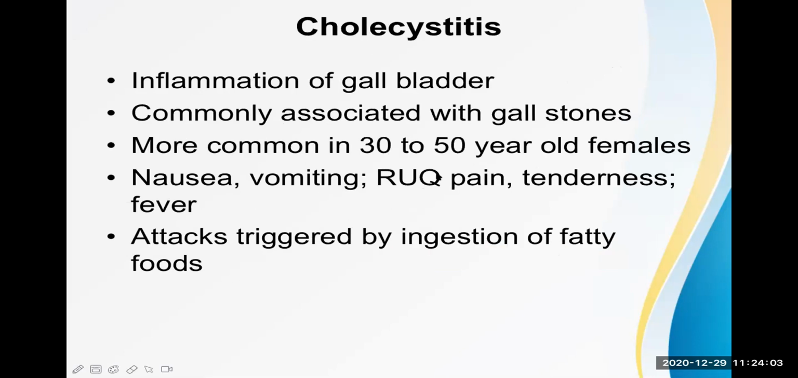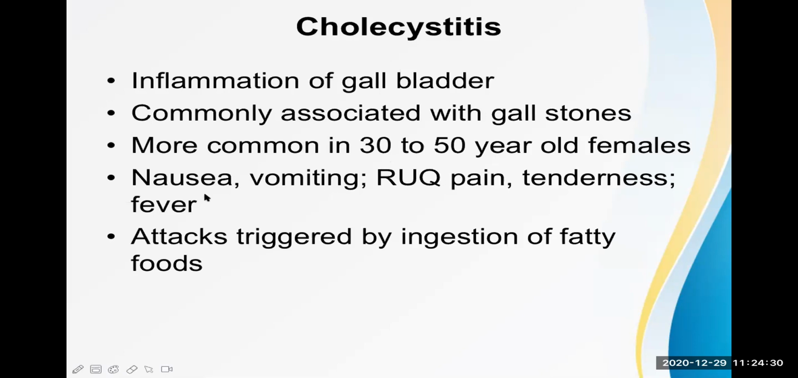Cholecystitis is another cause of acute abdomen. This is the inflammation of the gallbladder. It is commonly associated with gallstones, definitely. But sometimes there is acalculous cholecystitis also occurring in a debilitated and old patient. This is more common in females who are between 30 to 50 years, and it is very common in obese females.